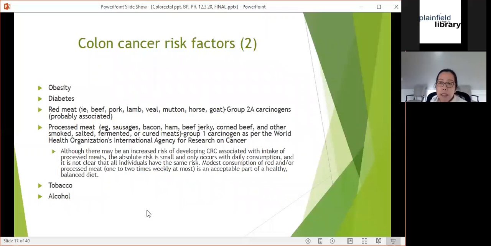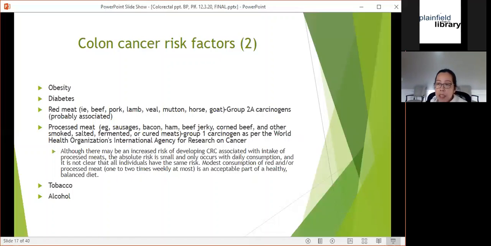Next, please. Most of the risk factors previously discussed are genetic, and there is not much we can do to reduce the risk. However, the risk factors listed on this slide are something we can do something about to prevent colon cancer. Studies suggest that obesity is related to an increased incidence of colon cancer. Diabetes also has an increased incidence of colon cancer.